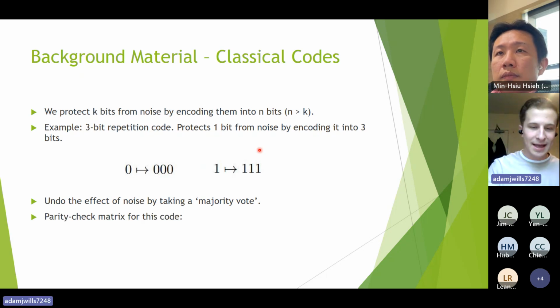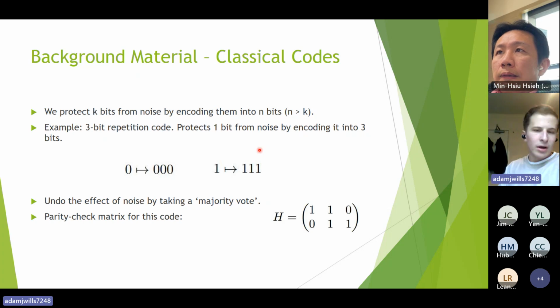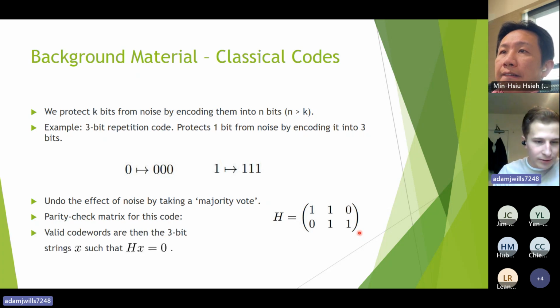The parity check matrix is just a quick and compact way of describing a classical code space. Remembering that the classical code space is the space of allowed code words, in this case 000 and 111, the parity check matrix is a binary matrix for which this allowed code space is exactly the kernel. So in this case, this is a parity check matrix because its kernel, and you can check this for yourself, is exactly 000 and 111, remembering that all arithmetic is being done over the binary field.